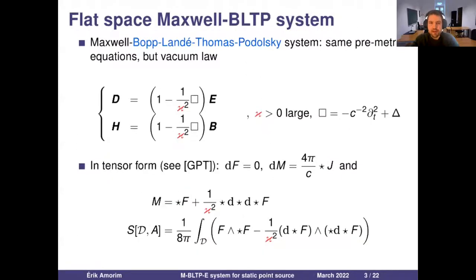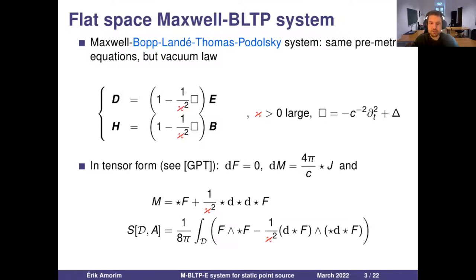And now what is this BLTP, the generalization of Maxwell equations? This was independently proposed in the 40s, first by Bopp, then by Landé and Thomas, and then by Podolsky. So that's the BLTP. Most people just call it Bopp-Podolsky nowadays. It's a slight modification of this system. You still have the same pre-metric equations, but the vacuum law relating the fields D and E and H and B is slightly different.